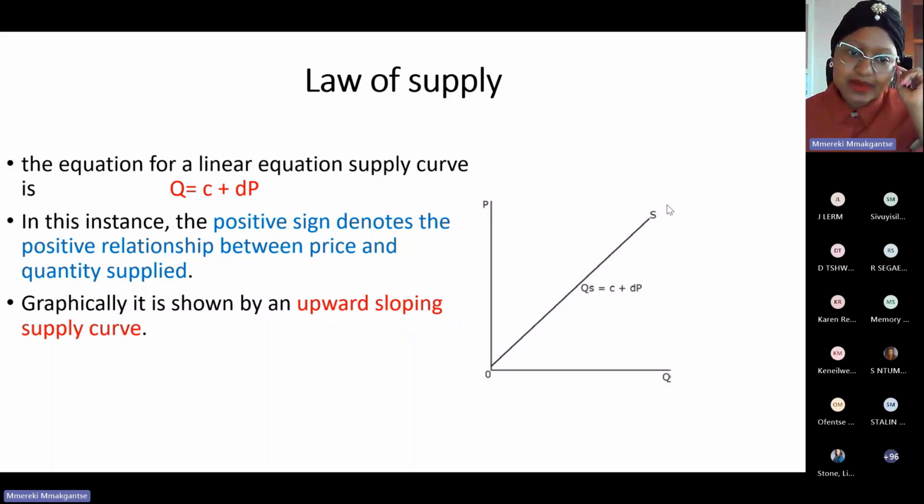So looking at our linear equation, QS equals C plus DP. QS is the dependent variable. C is the intercept. D is the slope. P is the independent variable.